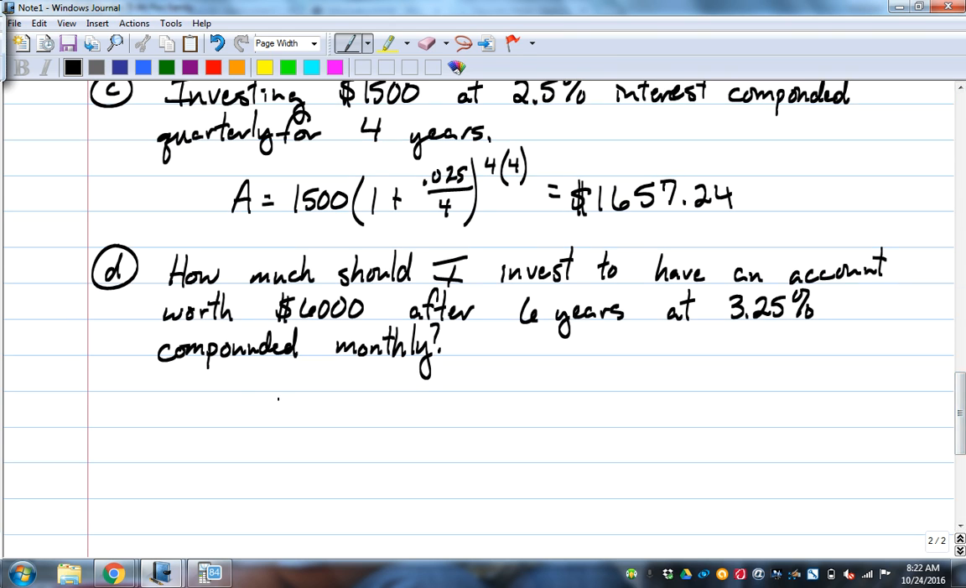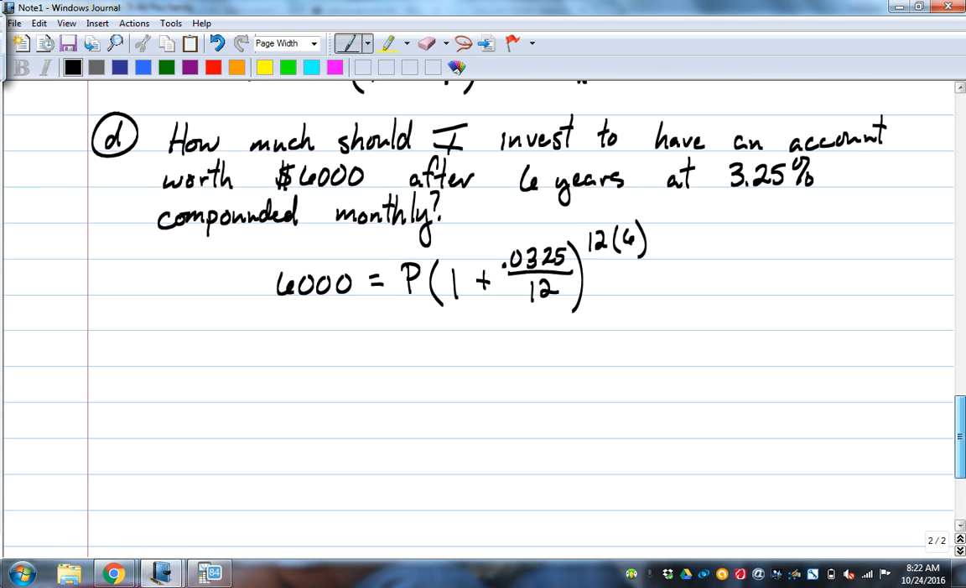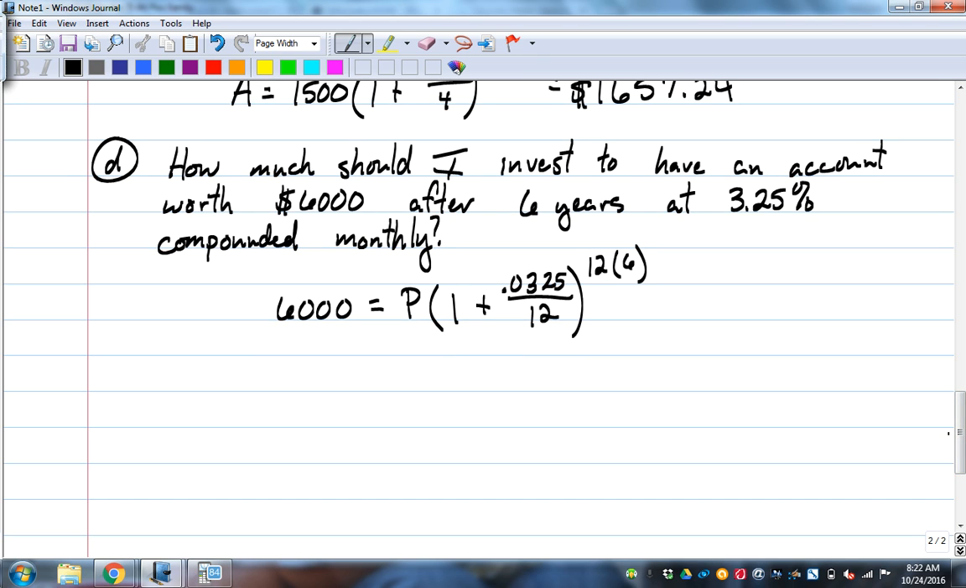So I'm going to set up my equation. My account worth is $6,000. That's what I want at the end. But I don't know how much I'm investing, so P is what's missing, and everything else fills in here. Compounded monthly, so N is going to be 12 in this case, not 76 years. So we're going to solve that for principal.